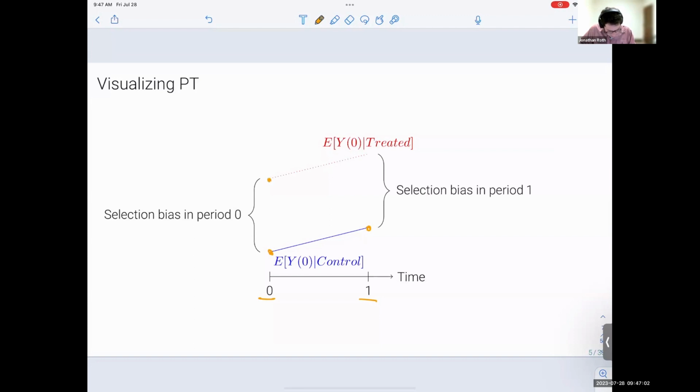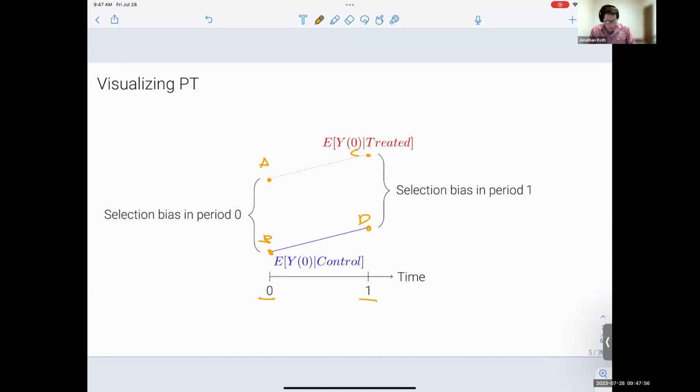And the parallel trends assumption says that if the treatment hadn't occurred, these expectations would have evolved in parallel. So this blue line, which is the evolution of the average outcome for the control group, is parallel to this red dotted line, which is the evolution for the treated group that would have occurred if the treatment hadn't actually happened. Right. So if the treatment hadn't occurred, the average outcomes for these 2 groups would have evolved in parallel. And so we can also think of that just by geometry as saying that the gap between the treated and the control group, so the gap between point A and point B, is the same as the gap between point C and point D, right?